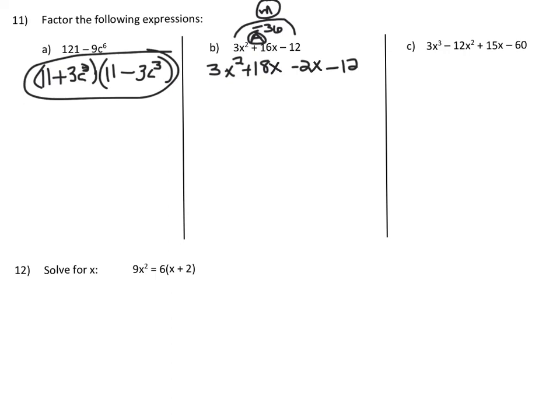Okay, so from here, we have 4 terms. We could do grouping. So we're going to group together the first 2 terms and then group together the last 2 terms. So out of the first 2 terms, we could pull out a 3x, and that's going to leave us with x plus 6 in parentheses.